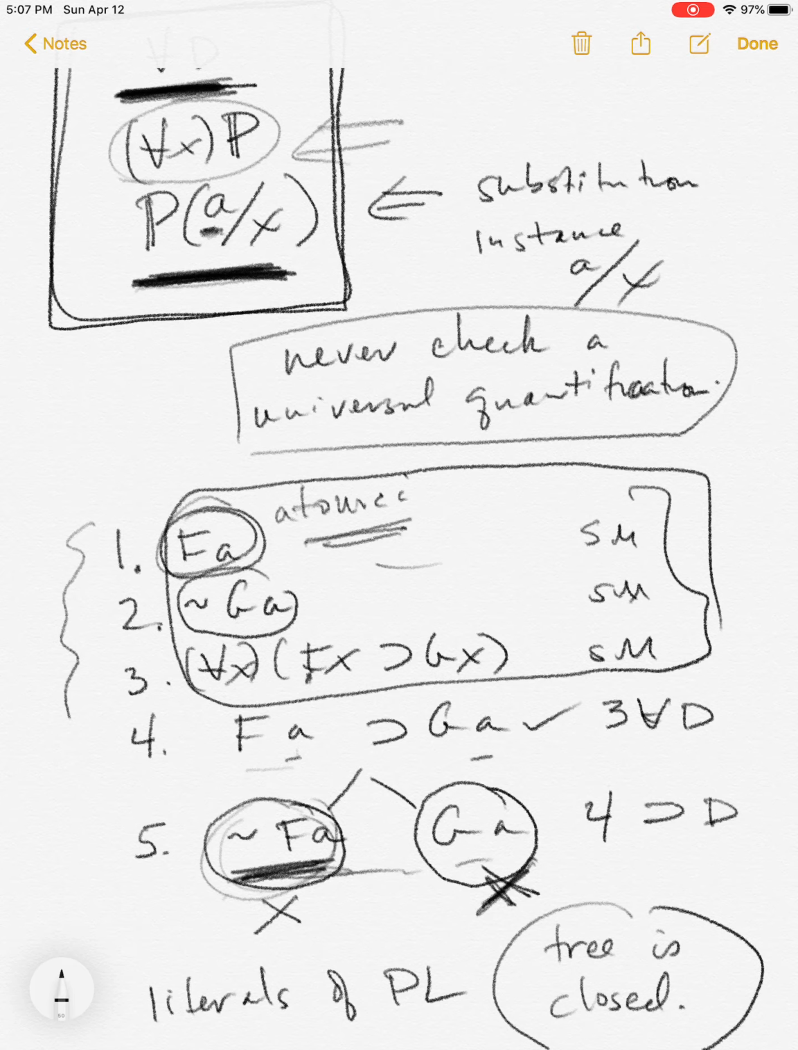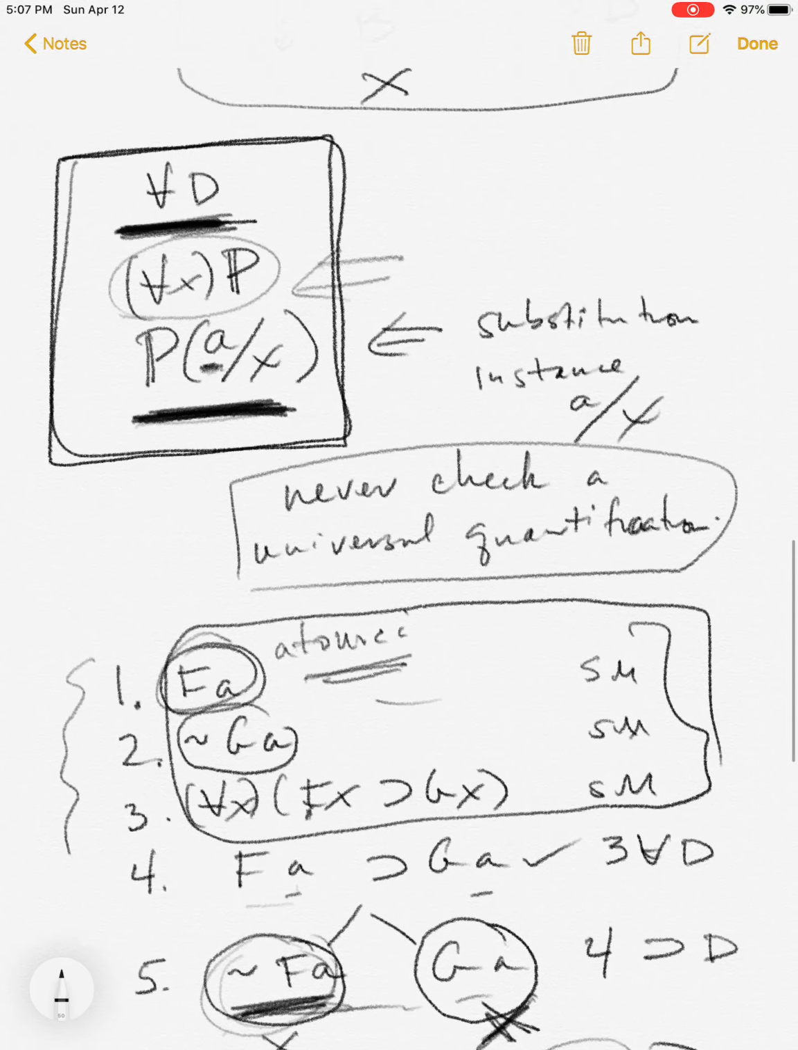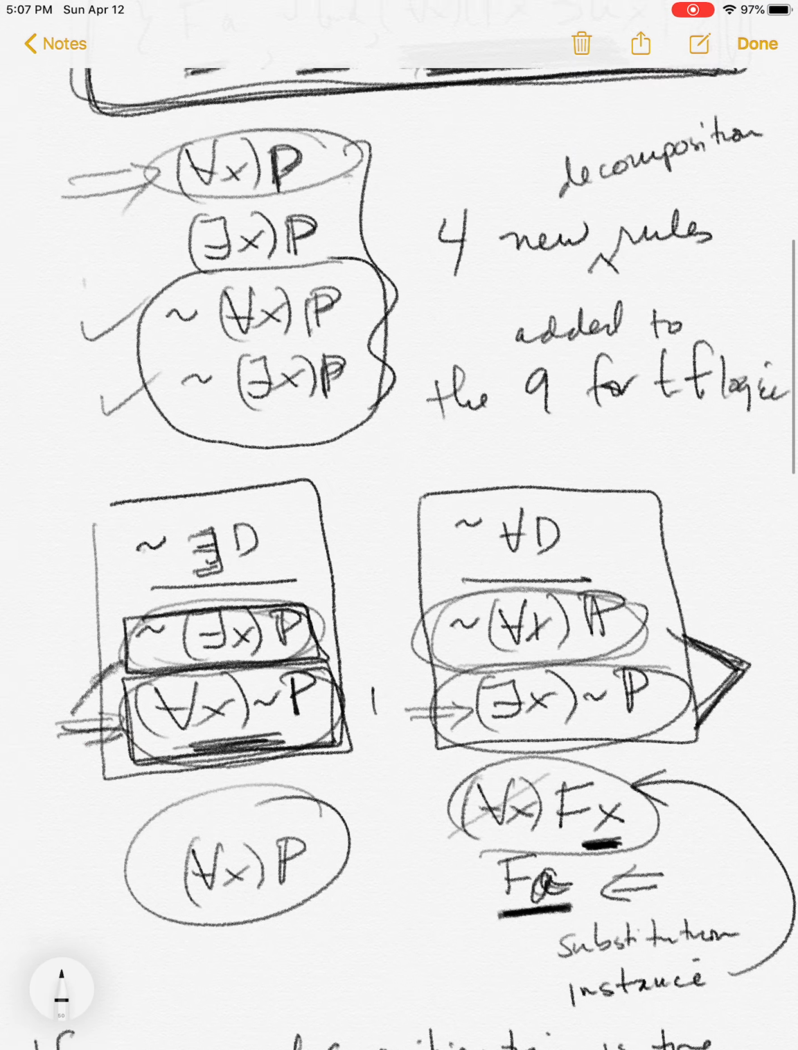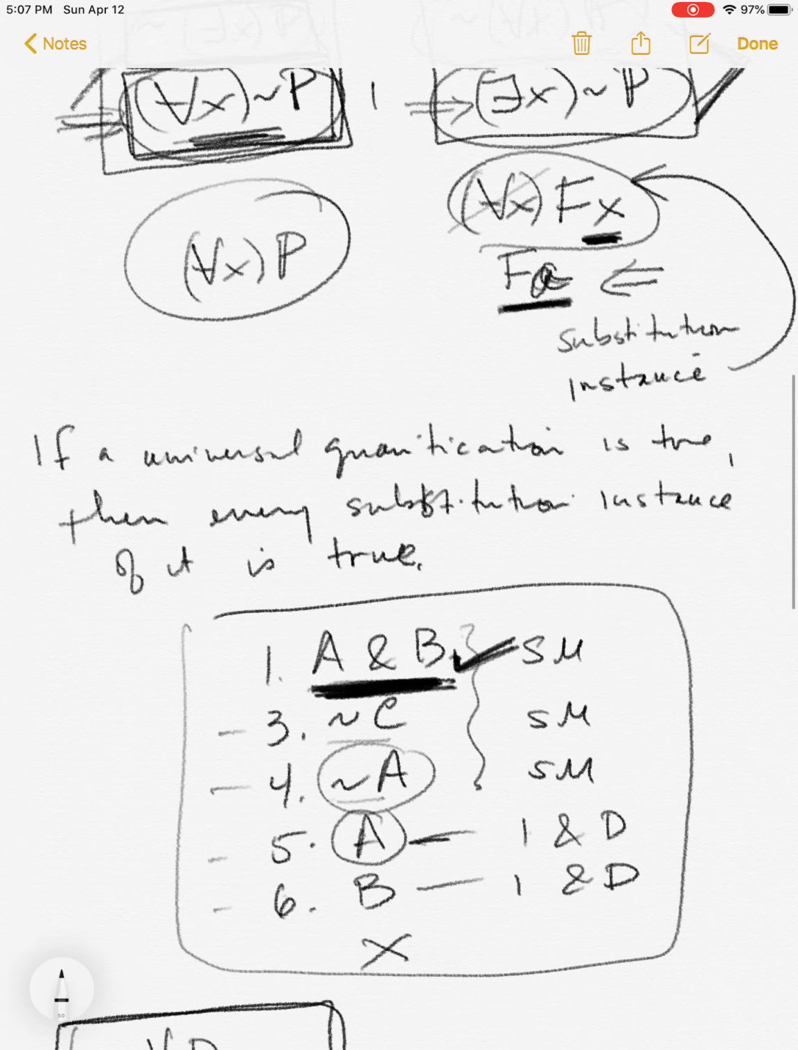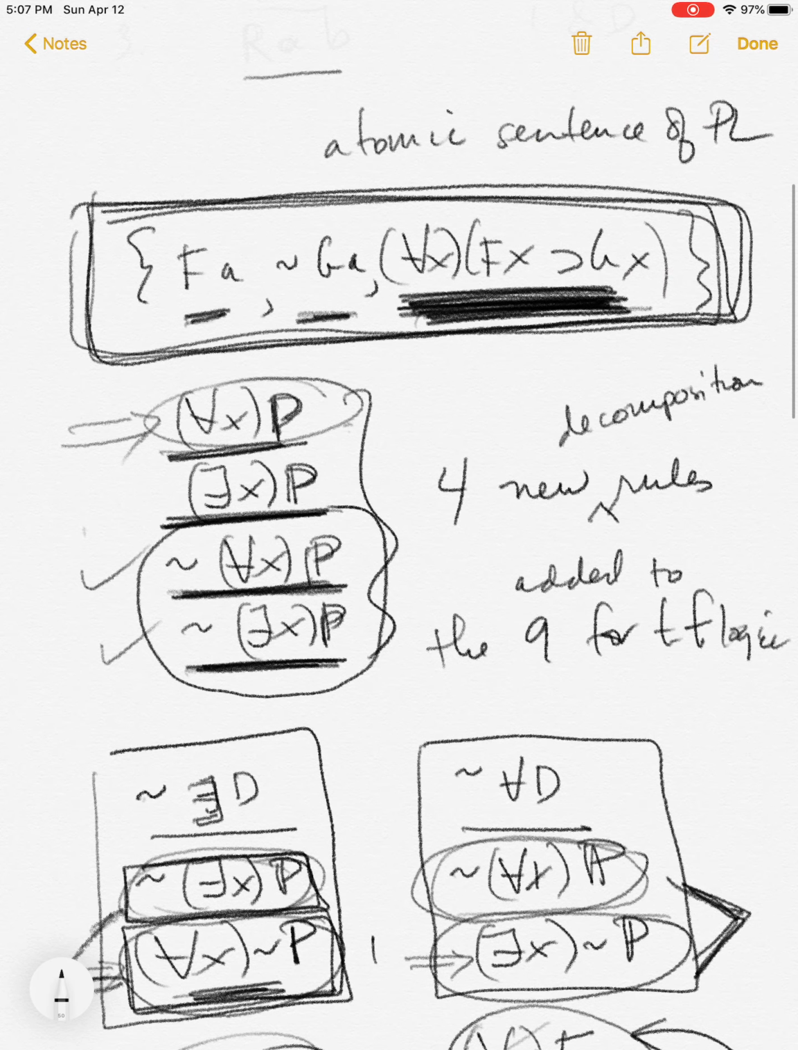So we said that we have to add 4 new rules. A rule to handle universal quantifications, a rule to handle existential quantifications, a rule to handle the negation of universals, and a rule to handle the negation of existentials. And we've got 3 of them. We've done this one, we did this one, and we did this one.